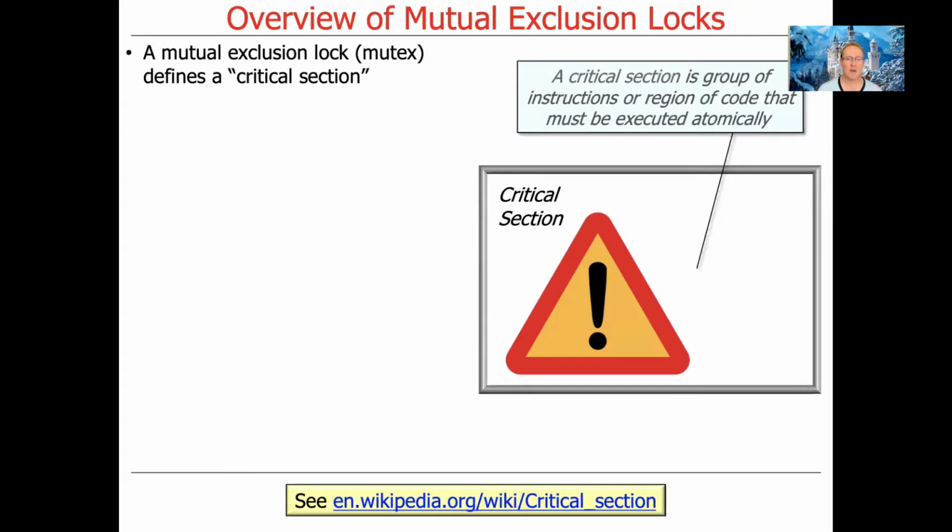So let's first start by talking about mutual exclusion, and in particular, mutual exclusion locks, which are sometimes known colloquially as mutexes. A mutual exclusion lock, or a mutex, is used to define a so-called critical section. You can read more about critical sections at the link at the bottom of the page, but essentially a critical section is a group of instructions or a region of code that must be executed atomically. As I talk about critical sections, I'll compare back to what we talked about earlier with respect to atomic operations like atomic locks or the volatile type qualifier, because those are limited forms of mutual exclusion.